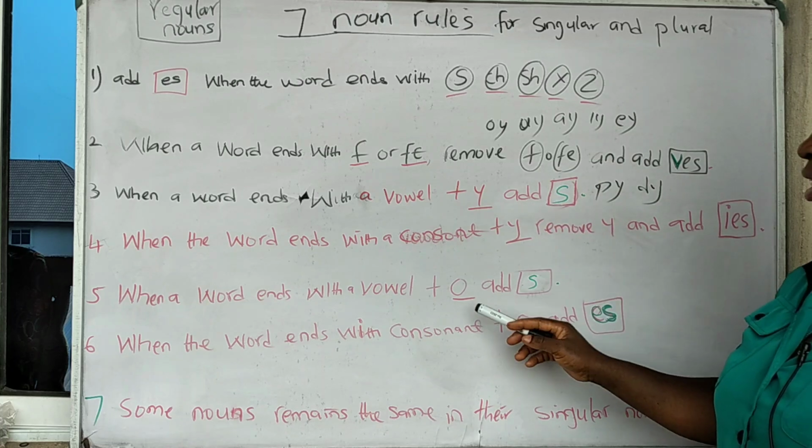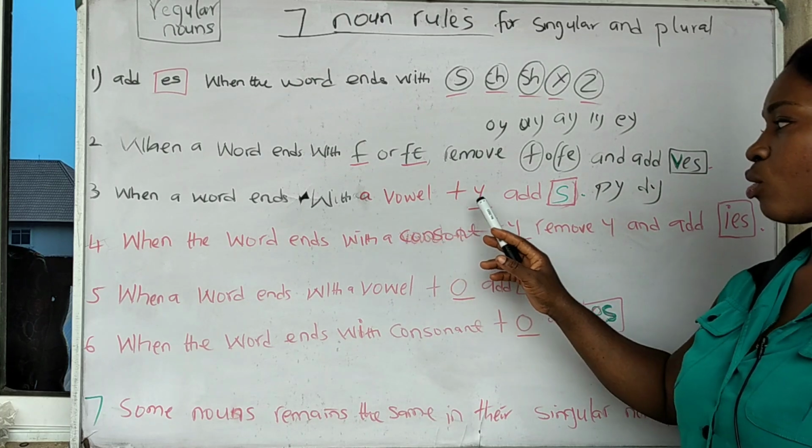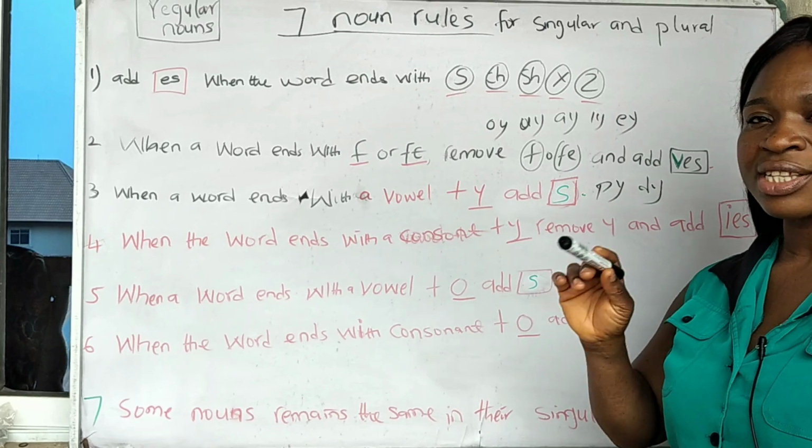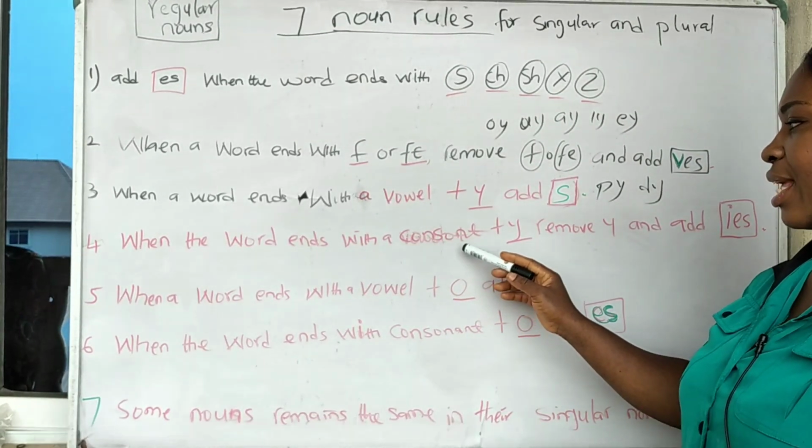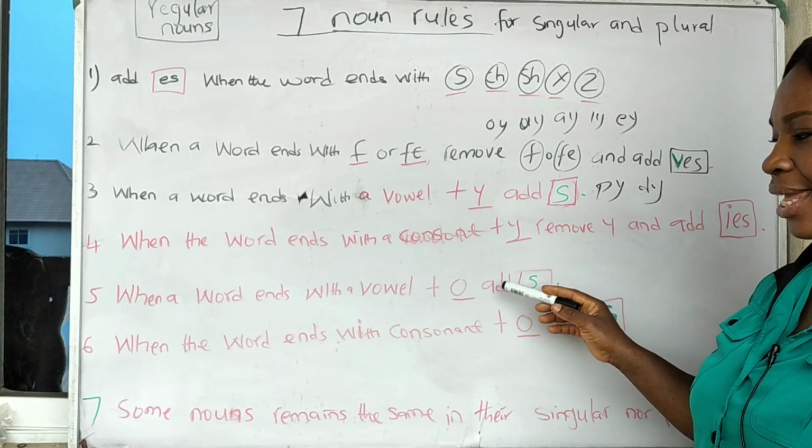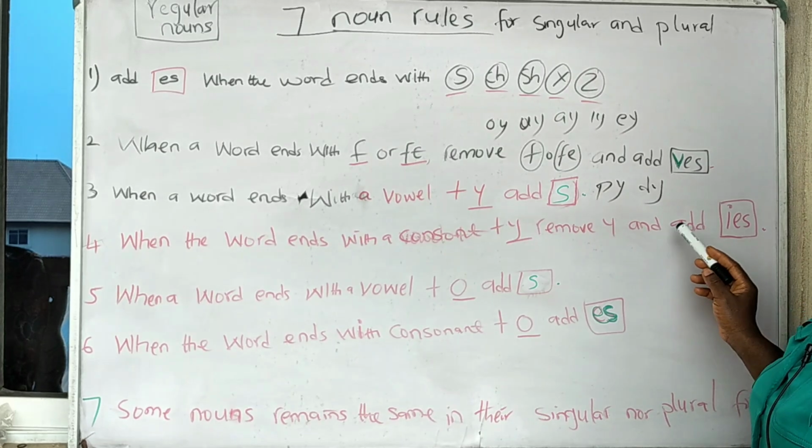Now look at this place. When it ends with a vowel plus y, do what? Add just s. But when it ends with a consonant plus y, do what? Remove the y and add ies.